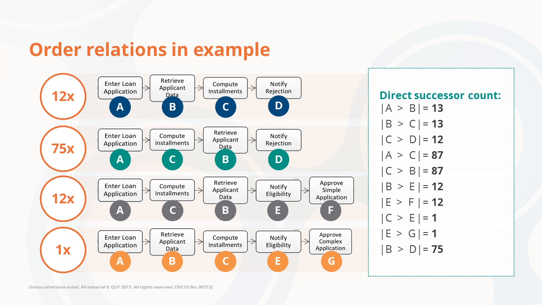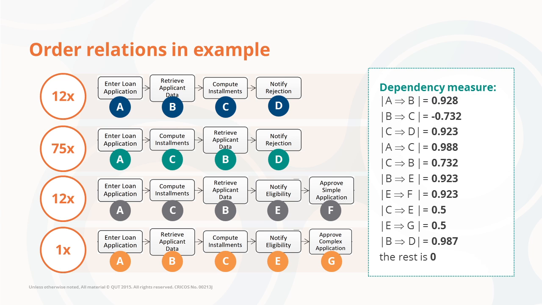We will find this in the first sequence 12 times, plus there's another one in the very last one, which goes A, B, C, E, and G, where this is occurring once. And this results in 13. This is the number of times that we observe the direct successor relationship A is being followed by B. So you can do this also for the other types of direct successor relationships that we have in our example. And this is then the basis to calculate the dependency measures.